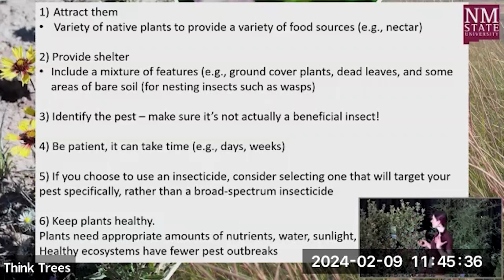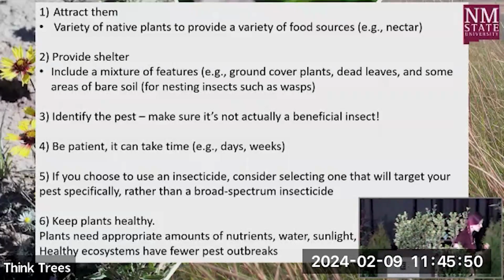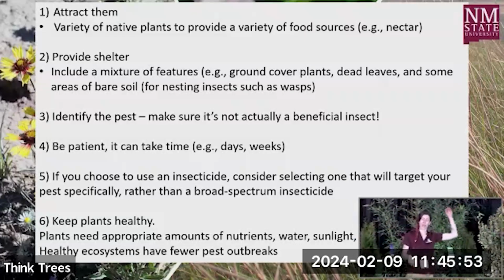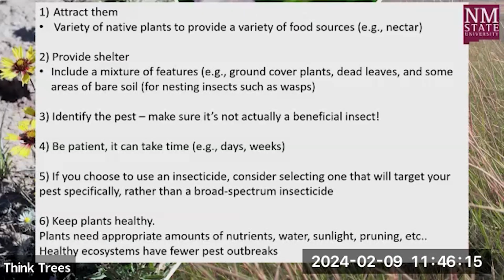So learning to identify can be important, or take it to your county agent or your specialist and ask for assistance with that. And then be patient. Sometimes it takes time figuring it out, or if you're using biological control, it takes them time to get their numbers up. So just being patient, it can take days or weeks. And if you choose an insecticide, make sure you consider choosing a selective one, not a generalist one, because broad spectrum insecticides also harm your beneficials. And then at the end of the day, keeping your plants healthy and happy can help your whole ecosystem.